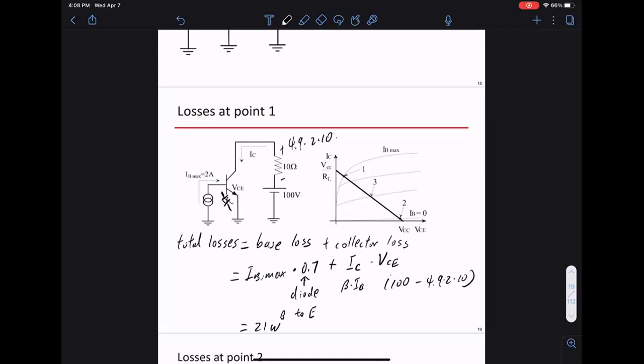Any questions for this calculation? So I have two sources of loss. One is the diode loss; I have some diode, we're losing power there. The other is the current times the voltage drop across the transistor. The voltage drop across the transistor is the source voltage minus the voltage dropped over my load resistor. The rest of the voltage is across the transistor. Multiply them out, and you get the loss.